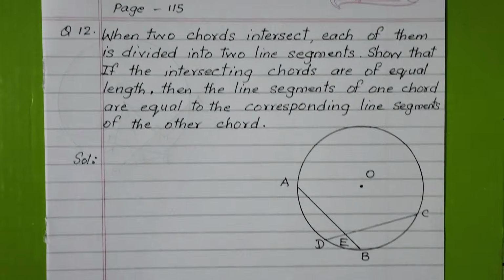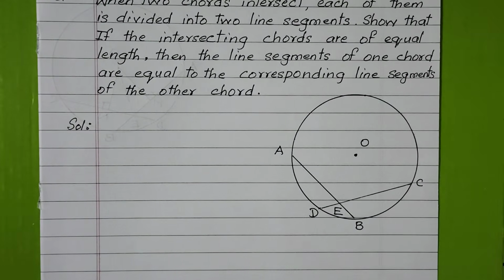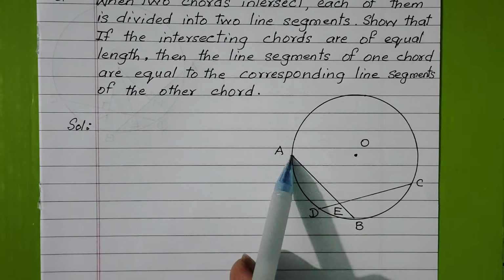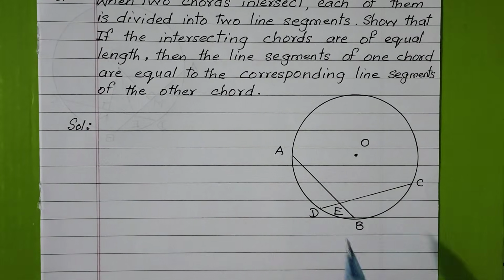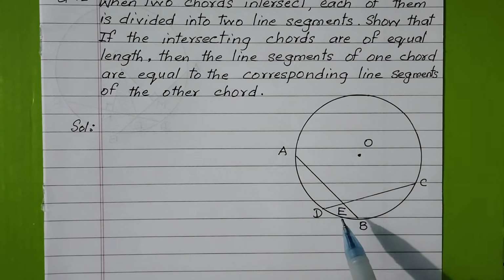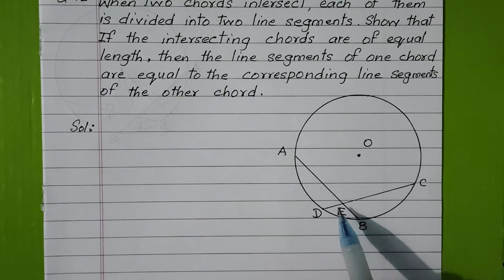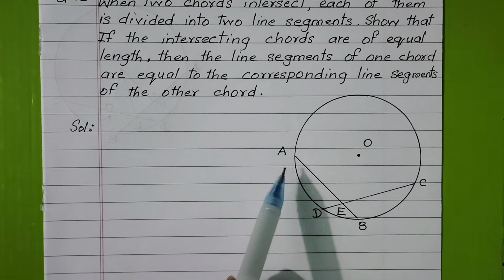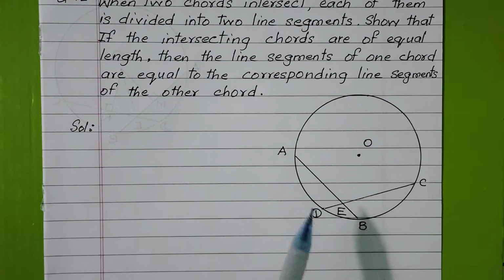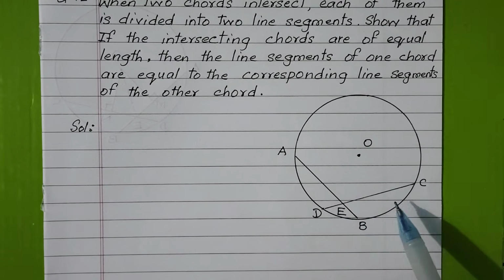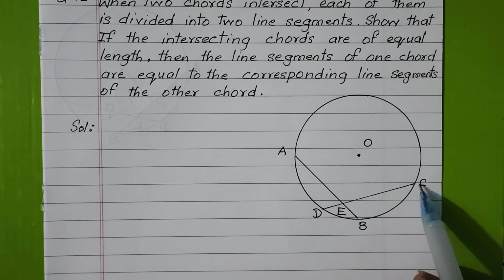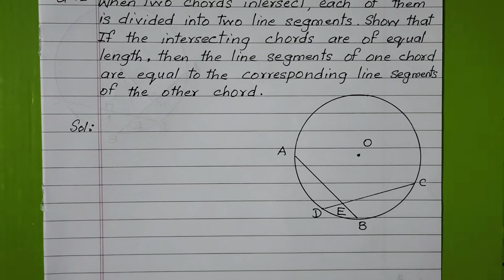So here there are two equal chords. AB and CD are two equal chords. They are intersecting at point E. So when they intersect, the chord is divided into two parts, two line segments, AE and BE. Two line segments, it means cut into two line segments. Here also, chord CD is cut into two parts, CE and DE.